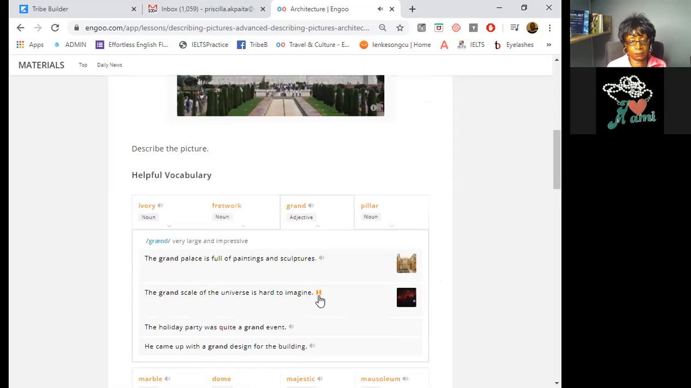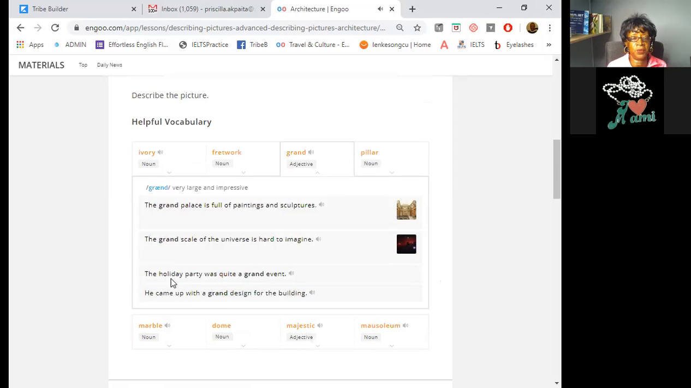The grand scale of the universe is hard to imagine. Okay, could you read the third one? The holiday party was quite a grand event. Very good. The holiday party was quite a grand event. And this one, could you read this one, please? He came up with a grand design for the building. Perfect. He came up with a grand design for the building.